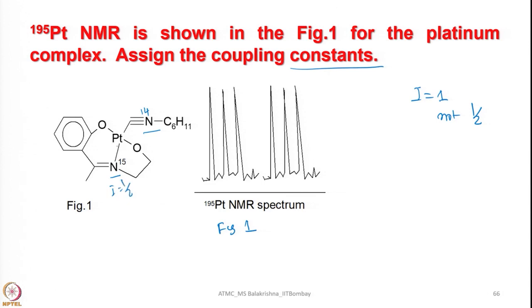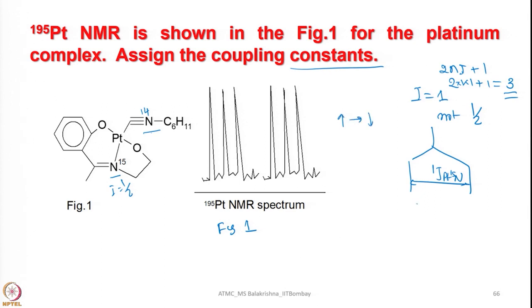That means there should be a 1J Pt-N coupling. So basically it first splits, and this is due to 1J Pt-15N. So this coupling, let's not worry about that one, there is a coupling. And now this will be split by 14N, so I equals 1. If you write 2nI plus 1, so 2 into 1 nucleus, into spin 1 plus 1, it will be 3. So that means 3 of equal intensity. Why 3 equal intensity? I equals 1, so 1 will be like this, 1 will be like this, 1 will be like this.